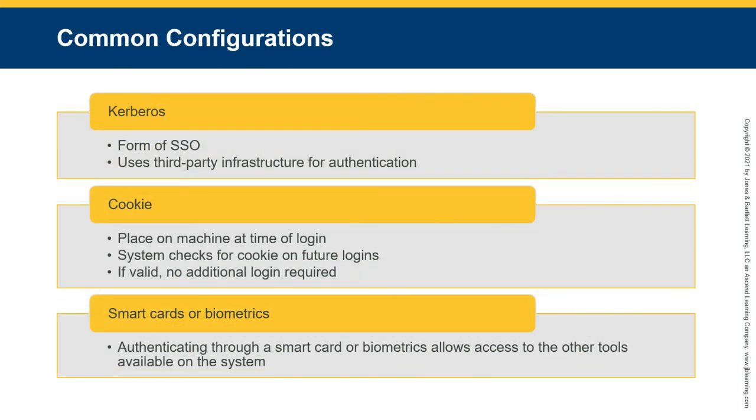Common configurations: Kerberos, from a single sign-on, uses third-party infrastructure. Cookies are placed on a machine at the time of login. The system checks for cookies on future logins. If valid, no additional login is required. Smart cards or biometrics: authentication through a smart card or biometric allows access to the other tools available on the system.